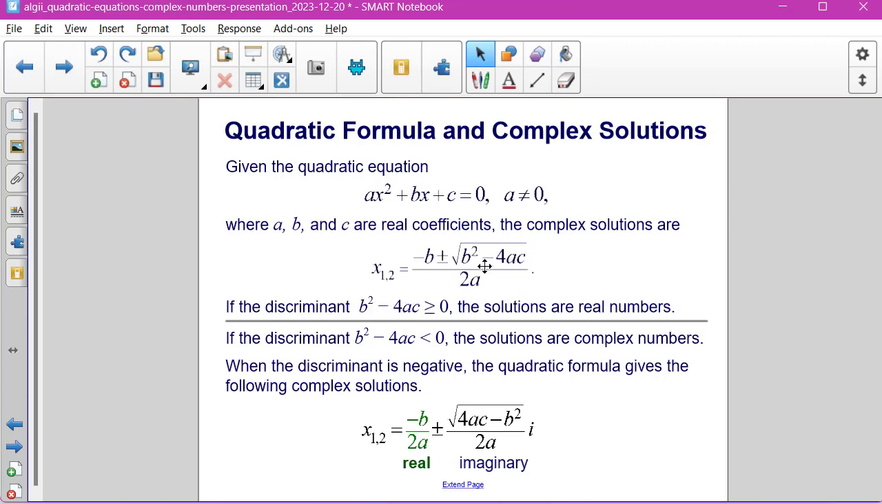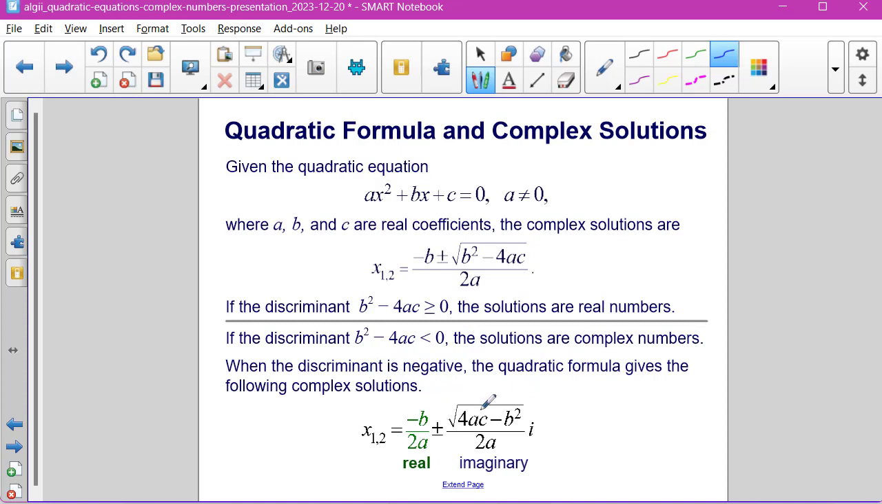If the discriminant b squared minus 4ac is greater than or equal to 0, then the solutions are going to be real numbers, because we're going to be able to take the square root of this positive number when it is greater than or equal to 0. But if the discriminant is less than 0, meaning it is a negative value, then we're going to have complex numbers as our solutions here.